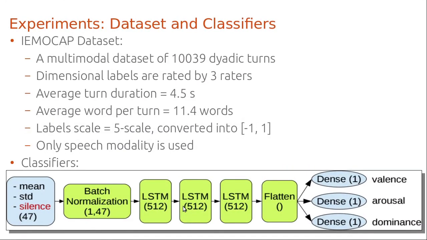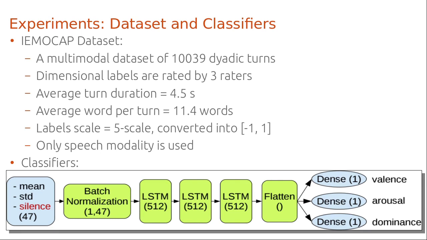We used IEMOCAP for the dataset and LSTM for the classifiers. We used all utterances from the IEMOCAP dataset from the University of Southern California, or USC. It is 10,059 turns or utterances with 3 labels. We use the 3 labels: valence, arousal, and dominance. And the original labels were rated by the USC students. The scale of the labels is 5 points from 1 to 5, but we converted them into floating point values from -1 to 1, following the previous research.